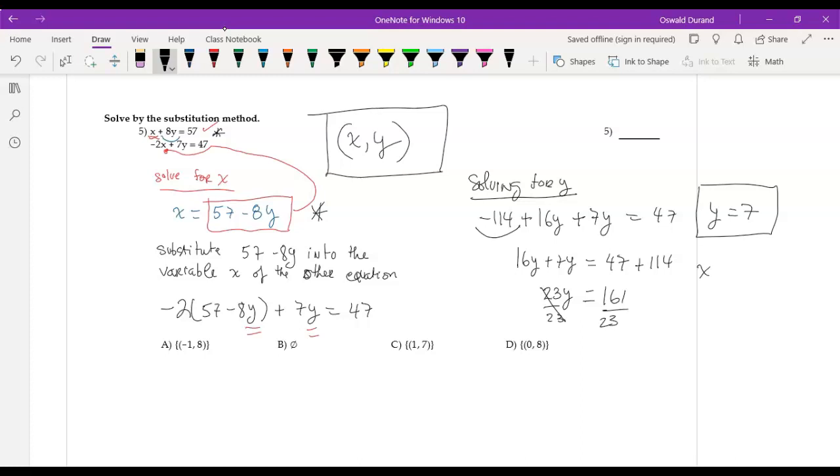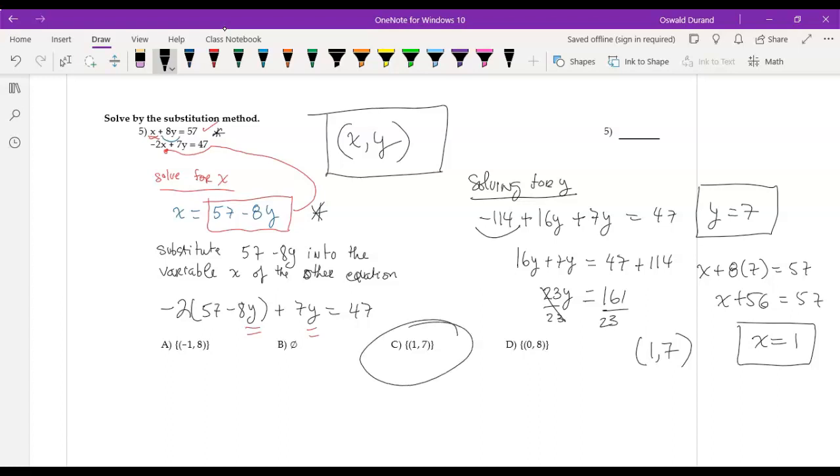So let's say you have x plus 8 times y, 7, equal to 57. So that means x plus 56 is equal to 57, which means that x is equal to 1. And we have the value of x, and we have the value of y, and the solution is the ordered pair 1, 7, right? And you have it right here. And that's it. That's how you solve a system using the substitution method.